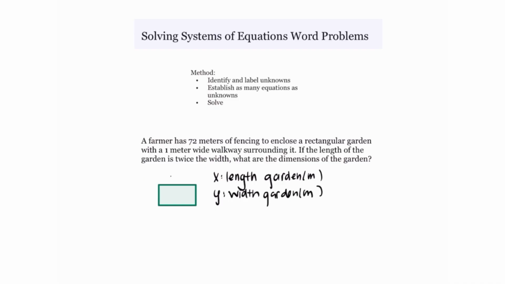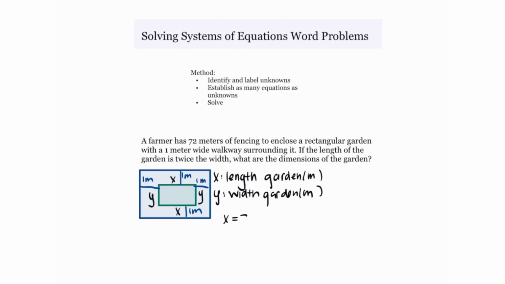Next, I'm going to draw the fencing that encloses it. So we're told that between this garden and the fencing, there's a 1 meter wide walkway. So the distance between the garden and the fence on all sides is 1 meter. This will be useful for establishing the equations.